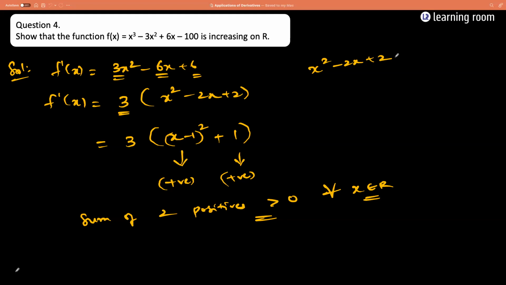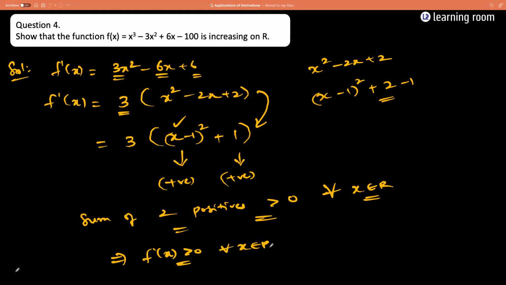Can someone tell me how I wrote this step? It is x minus 1 the whole square plus 2 minus 1. So that is x minus 1 the whole square plus 1. So x minus 1 the whole square is always a positive number plus 1, which is a positive number. So sum of two positives will always be greater than 0 for all values of x that belongs to R. That implies f dash of x is greater than 0 for all values of x that belongs to R. So hence it is an increasing function.